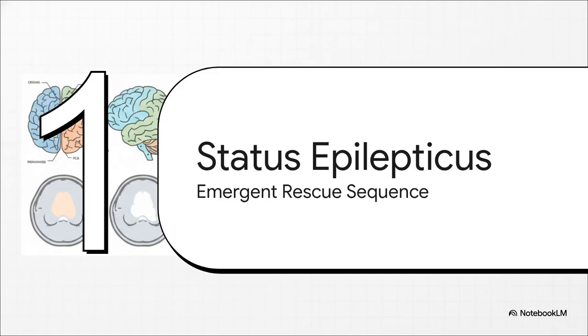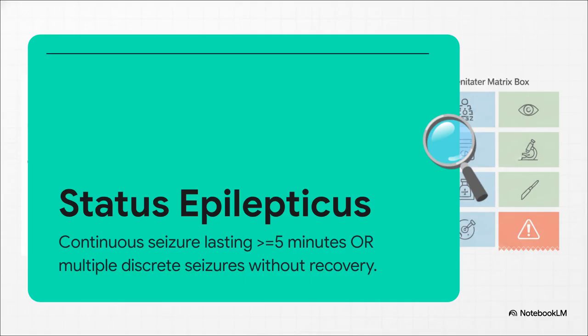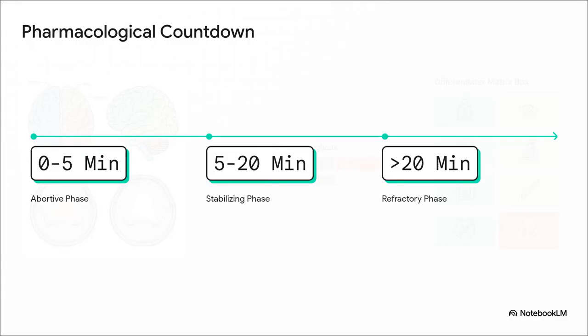Let's jump into Module 3, Status Epilepticus Pharmacological Emergencies, where we'll cover the step-by-step emergent rescue sequence. Status epilepticus is a massive medical emergency. It's rigidly defined as continuous seizure activity lasting 5 minutes or more, or multiple discrete seizures without an intermediate recovery of consciousness. The second that 5-minute threshold is crossed, you have to immediately initiate a mandatory pharmacological countdown. This timeline strictly dictates your intervention.